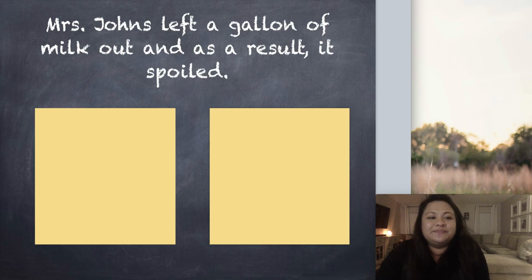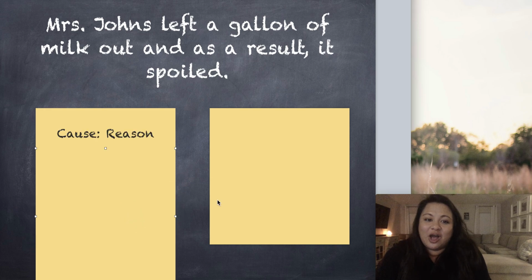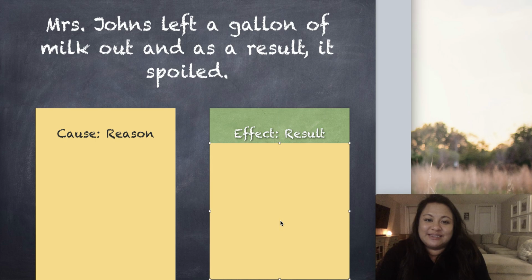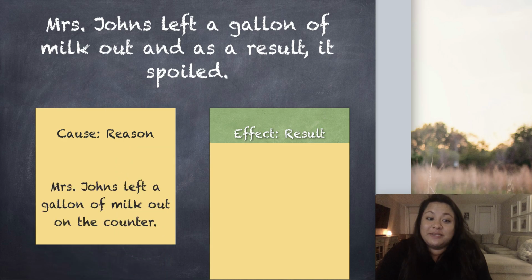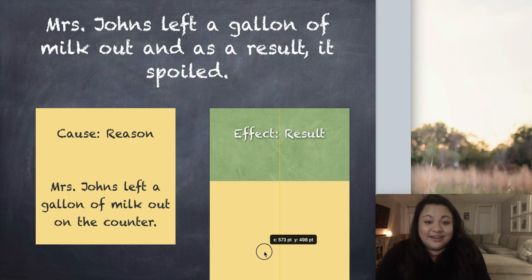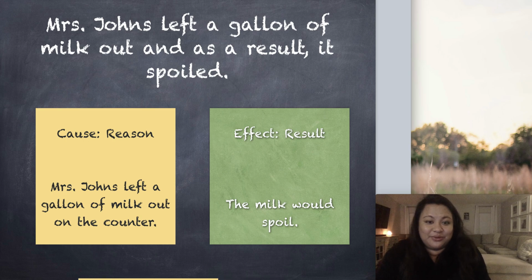Let's do another example. This one is something that I actually did do the other day. Mrs. Johns left a gallon of milk out, and as a result, it spoiled. So, which one of these sentences is my cause, and which one of these sentences is my result, or my effect? Think about that. Let's do the cause first. What is my cause? What was my reason? If you chose Mrs. Johns left a gallon of milk out on the counter, you're correct. And what is my effect? The effect is the milk spoiled, or the milk would spoil because I left it out on the counter.